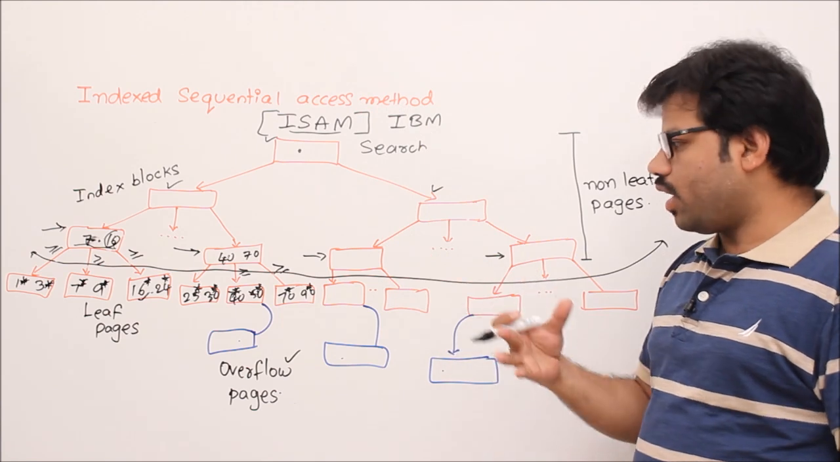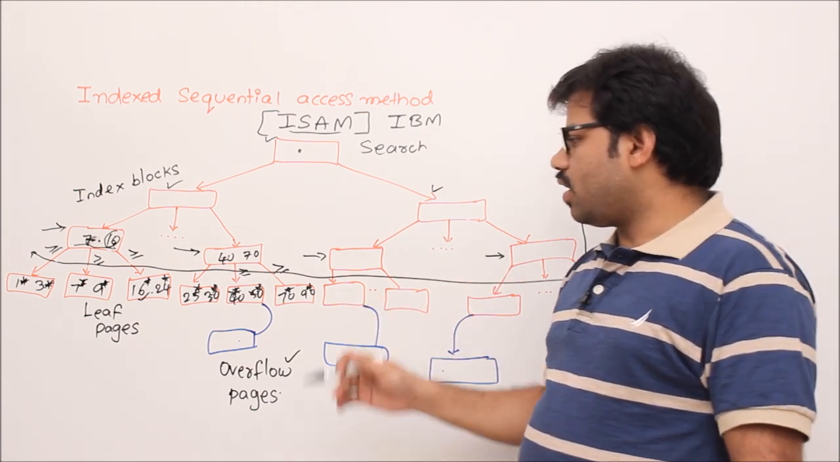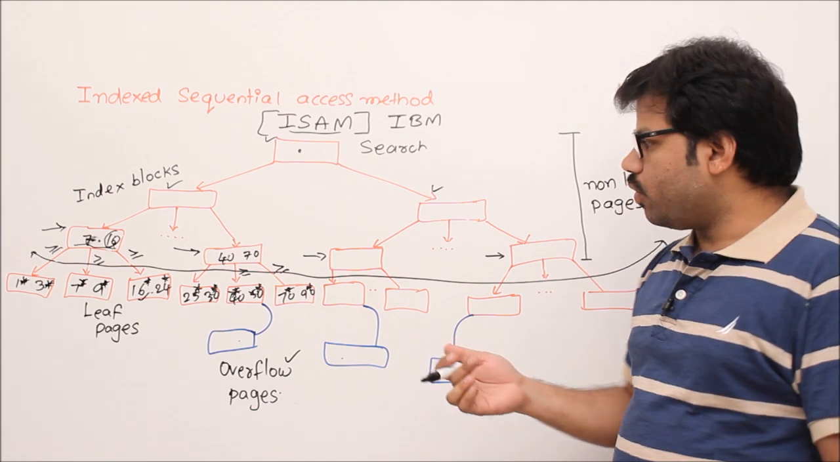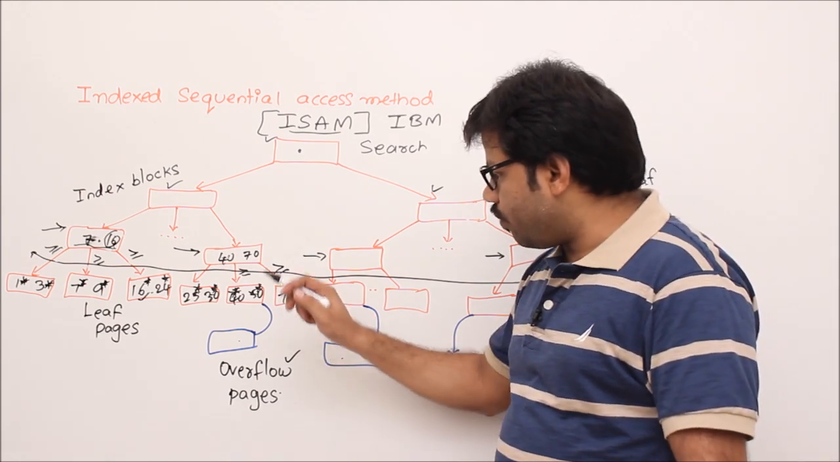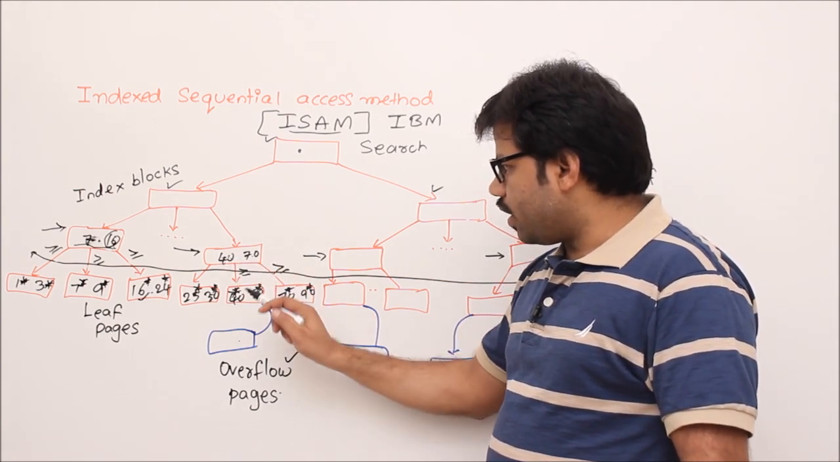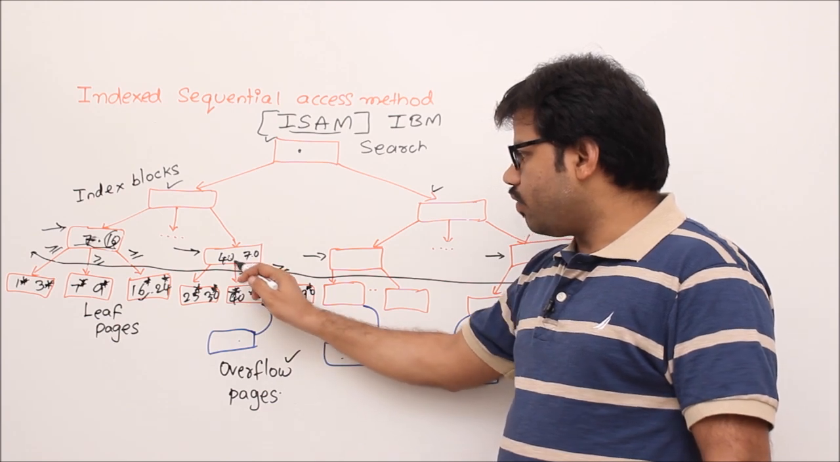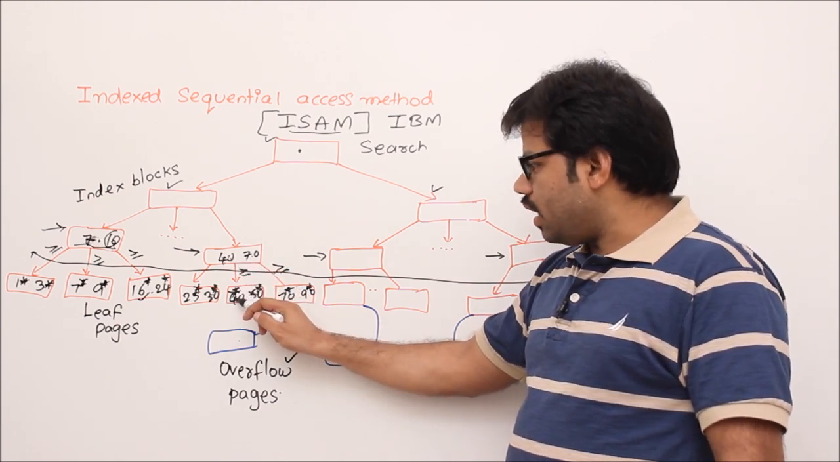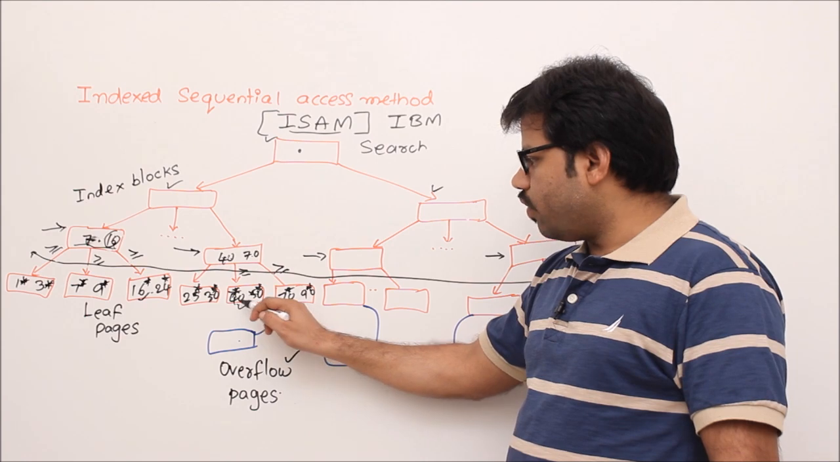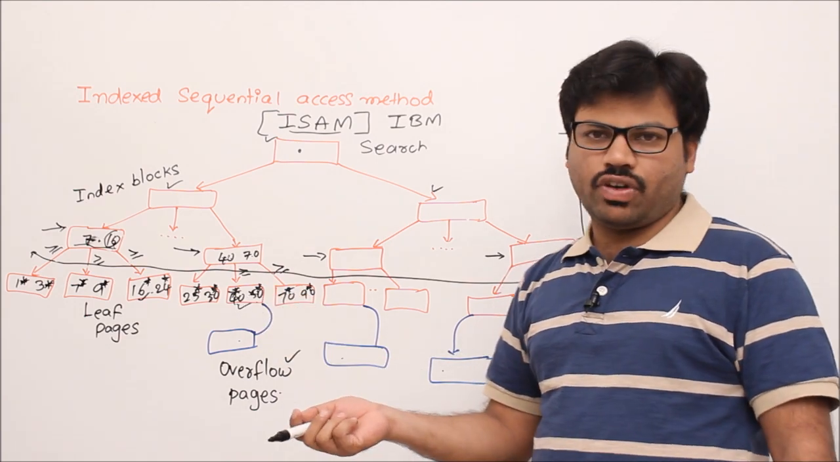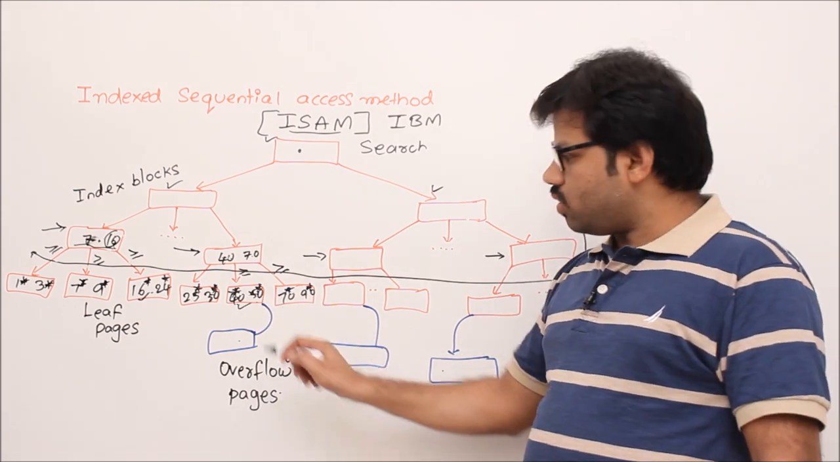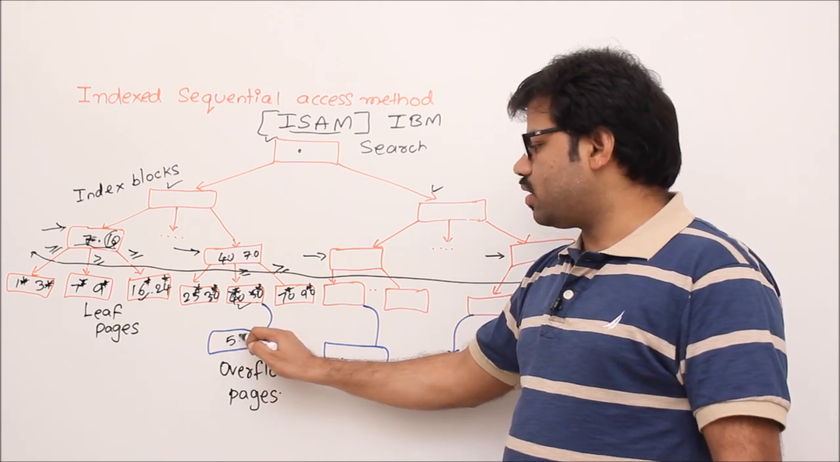So whenever a new record comes, like let's say 55, first of all we search for 55. So 40, 70, 55 will be in between, right? So we'll come here. After that, here we search in this leaf, do you have any record like 55? No, then we insert. So we insert it in the overflow page.